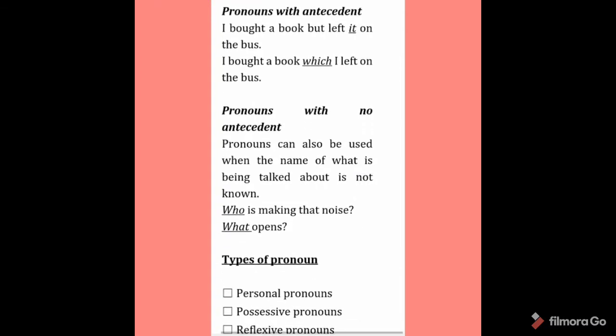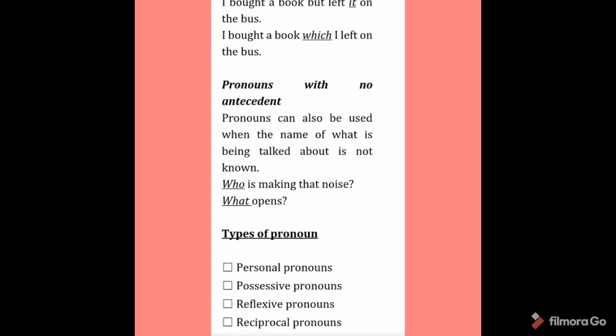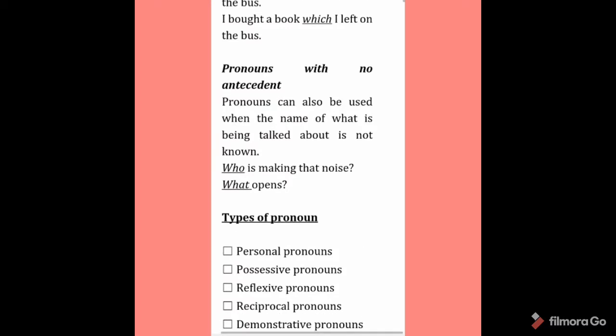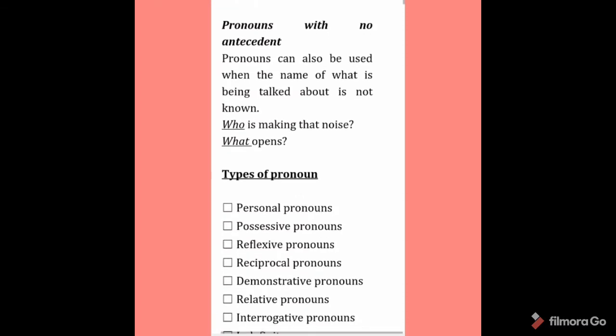Now we come to pronouns with no antecedent. Pronouns can also be used when the name of what is being talked about is not known. For example, who is making that noise? What happens? Here, who and what are pronouns. We don't know what who is referring to. It means who and what here are not referring to any noun which is known to us.